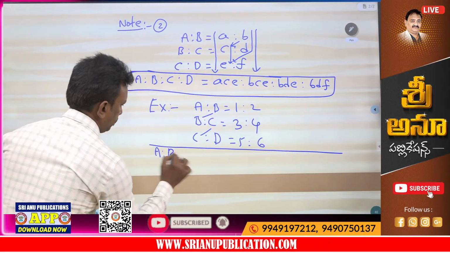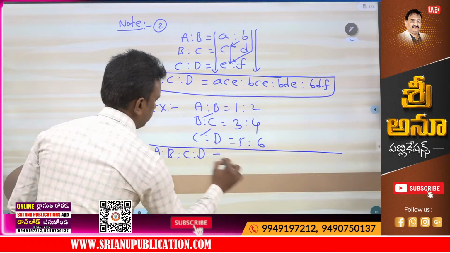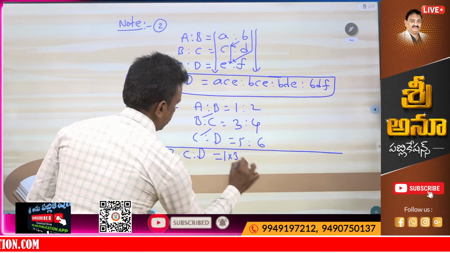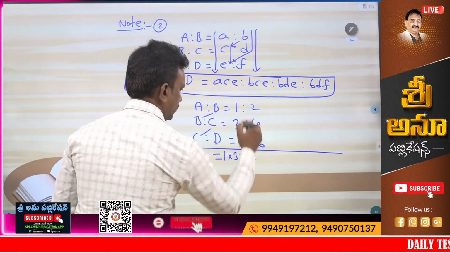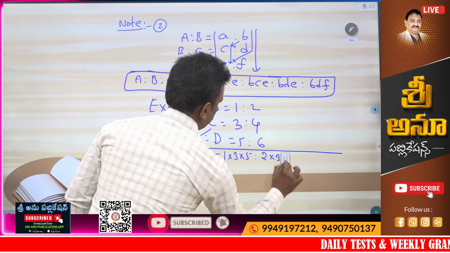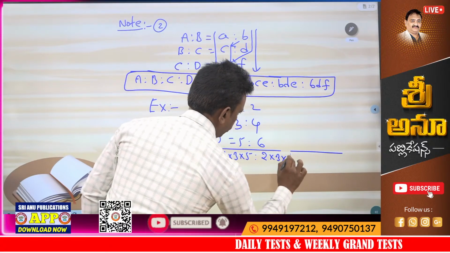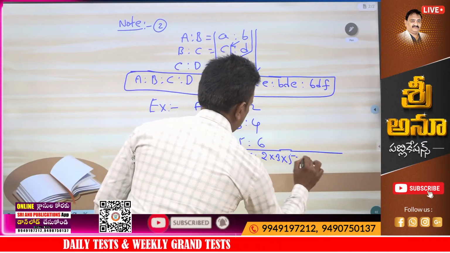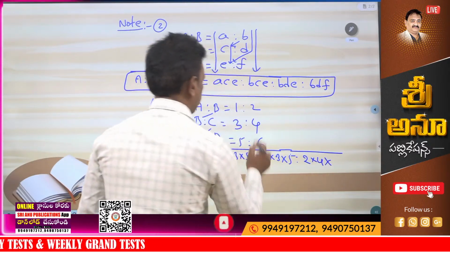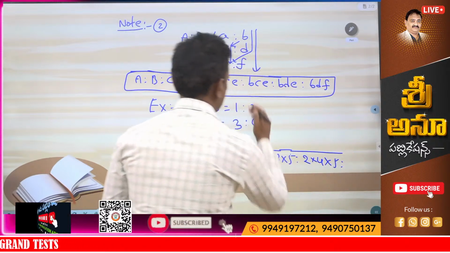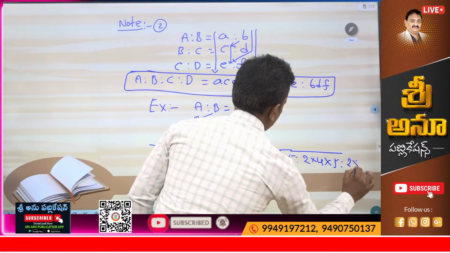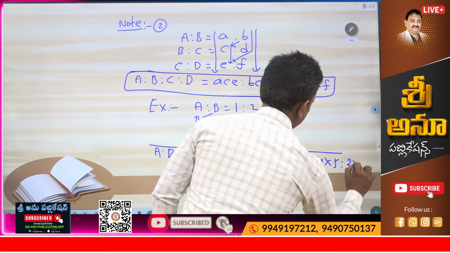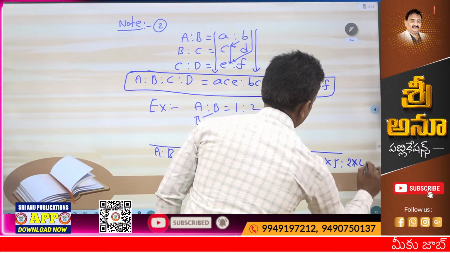A is to B is to C is to D is equal to. So we are following a directional method. 1 into 3 into 5 is to next 2 into 3 into 5. So direction 2 into 3 into 5. Next 2 into 4 into 5. And the last one 2 into 4 into 6.